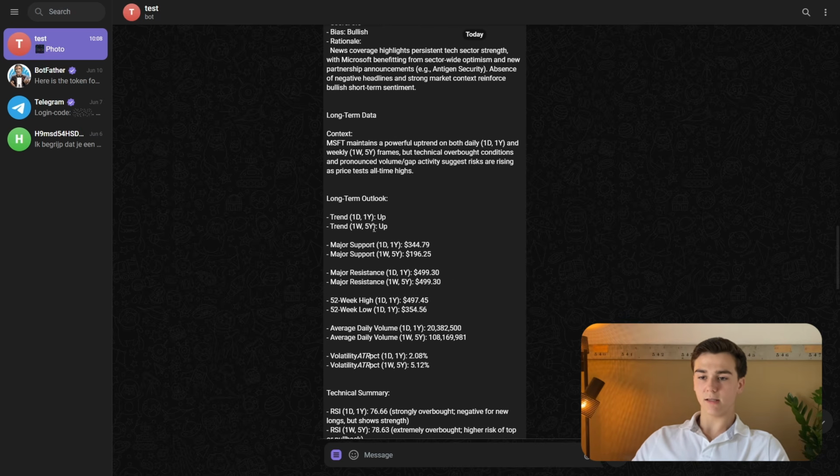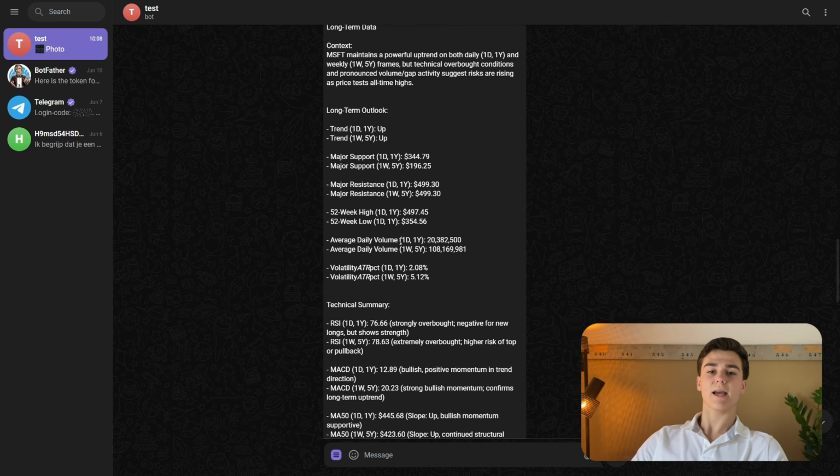And then we have the average daily volume with the volatility ATR. If you see, these indicators are based on the 1-day candle data from the last year and from the 1-week candle data from the last 5 years. So this is different from the short-term analysis. After these indicators, we will move on to the technical summary for the long-term analysis.